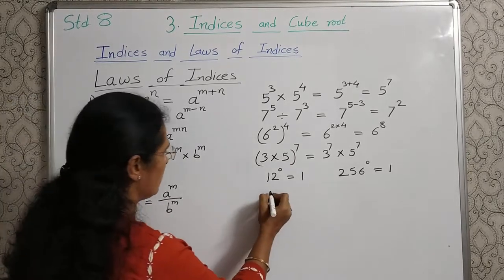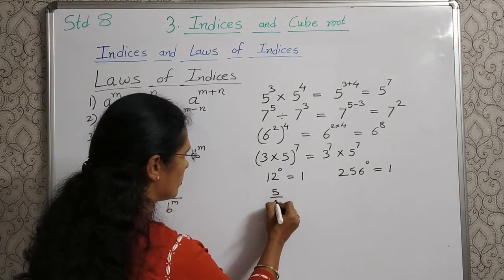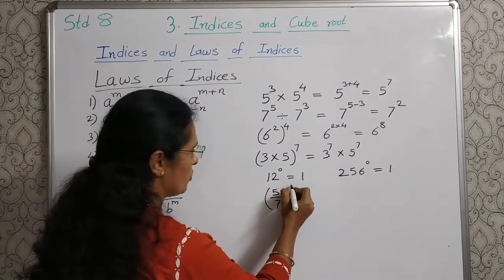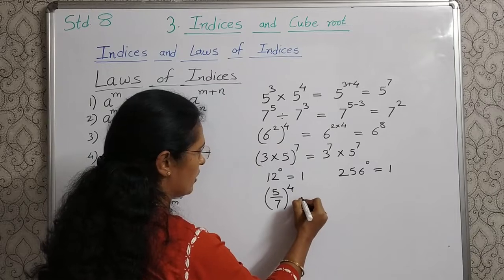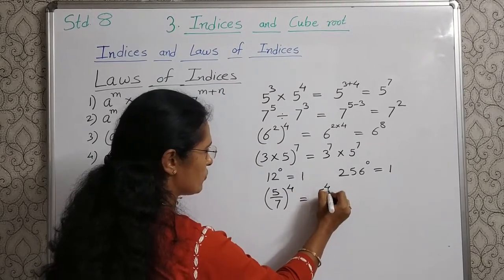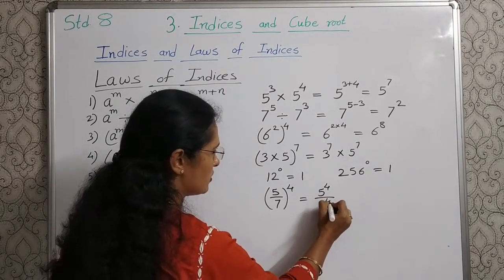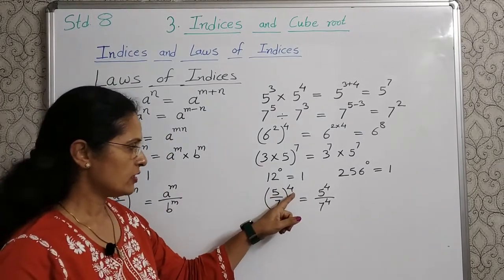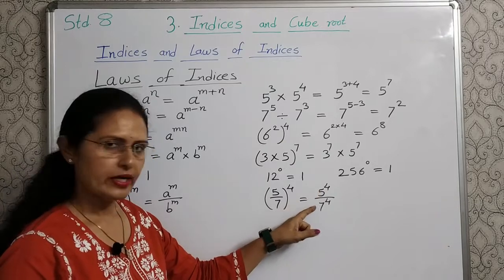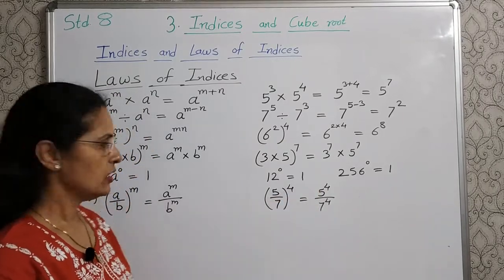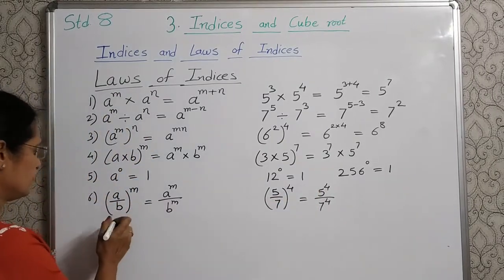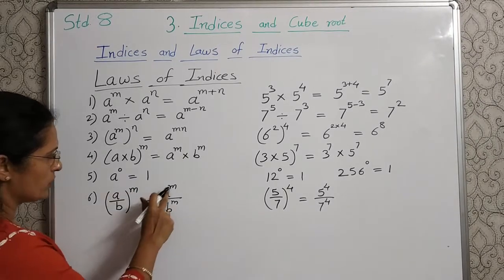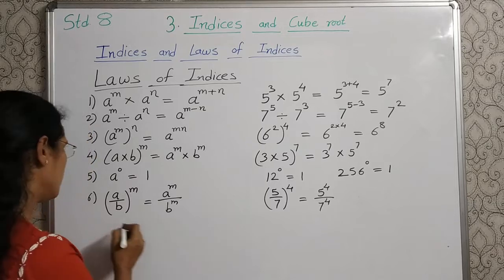We'll take one example. So 5 upon 7 or 5 by 7 raised to 4. Then we can write 5 raised to 4 by 7 raised to 4. So this 4 index is written separately with 5 and 7 in the numerator as well as denominator. So this is the law. A by b bracket raised to m is equal to a raised to m by b raised to m.